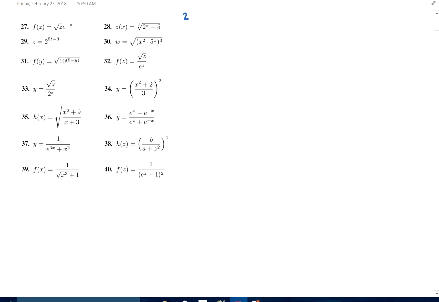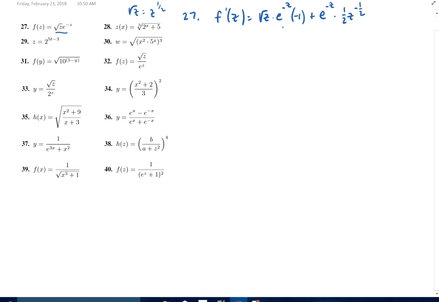Okay, more derivatives. 27. F prime of z. You have to recognize that's a product. So it's going to be the first times the derivative of the second, e to the negative z times negative 1. That's the chain rule, the derivative of the exponent, plus the second times the derivative of the first. The derivative of square root of z is 1 half z to the negative 1 half. That comes up a lot. You should just get used to that, of thinking square root of z is z to the 1 half.